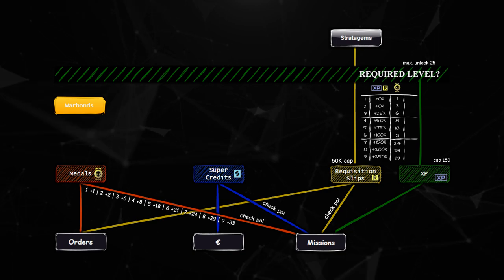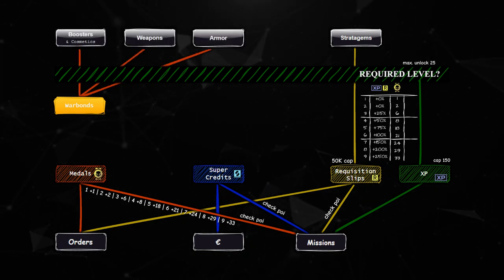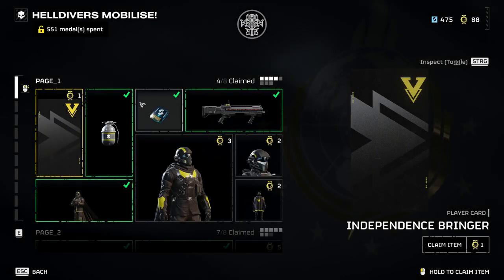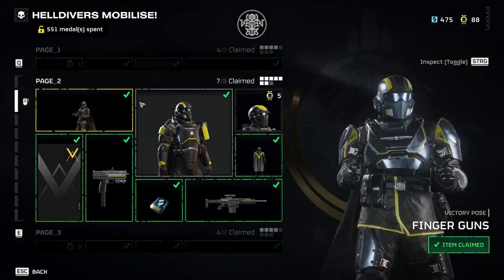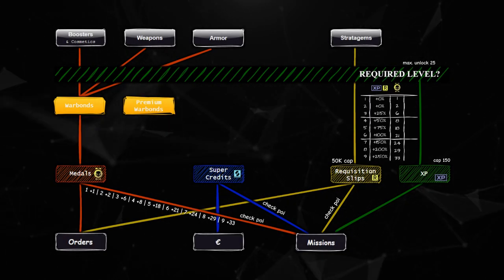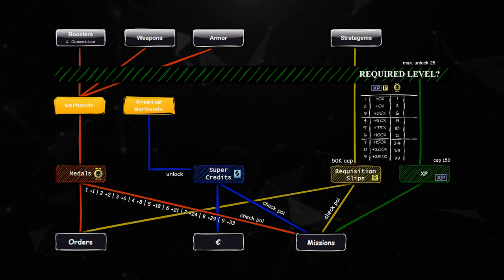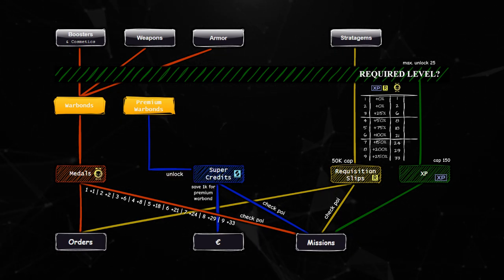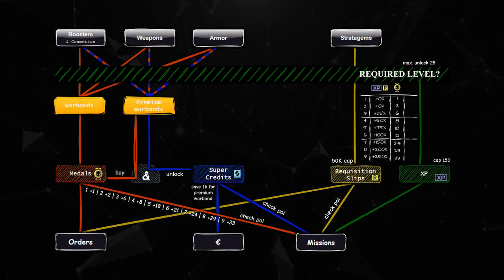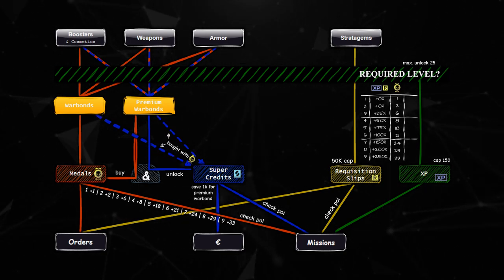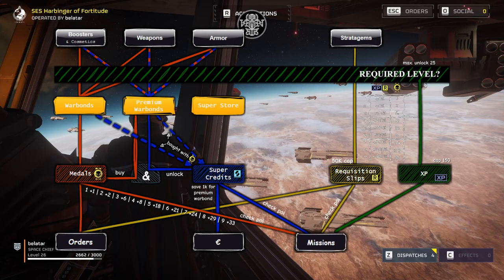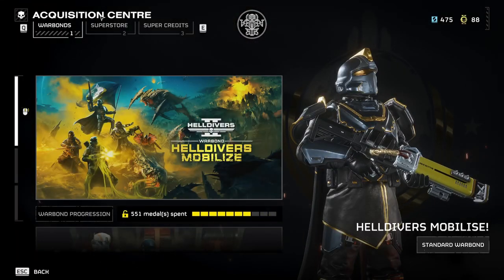Warbonds in the Acquisition Center let you buy armor, weapons, boosters, and cosmetics for medals. Warbonds have a progression system where more pages unlock after a certain amount of medals spent, so look ahead which items you want. Premium warbonds need to be unlocked with super credits first, so I recommend always saving up 1k for that. They otherwise work like warbonds. You can also exchange small amounts of medals in warbonds and premium warbonds back for super credits. The superstore accepts super credits only, but only offers armor.